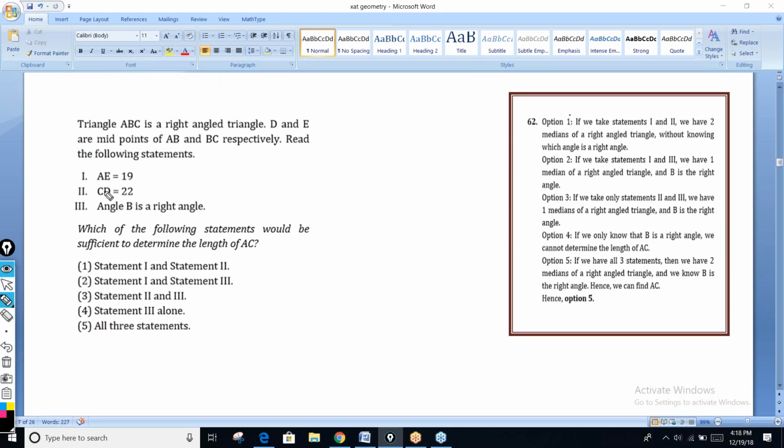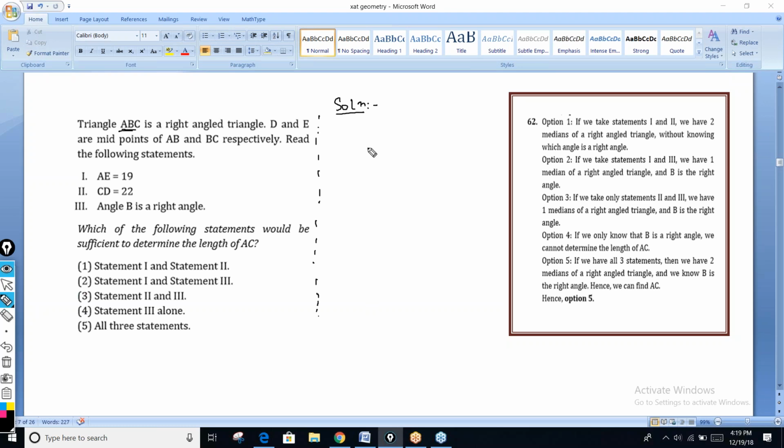Now this kind of question, I think, appears with one or two statements given, and you have to find out which statement is sufficient to answer the question. So triangle ABC is a right angle triangle. D and E are the midpoints of AB and BC respectively. Read the following statements. The tricky part is that you do not know which angle is the right angle.